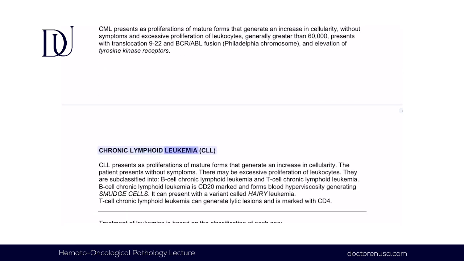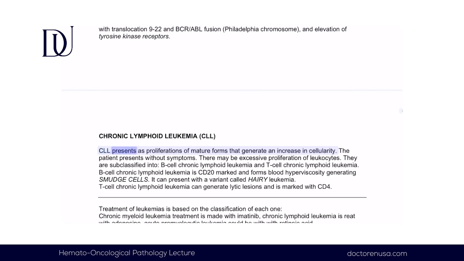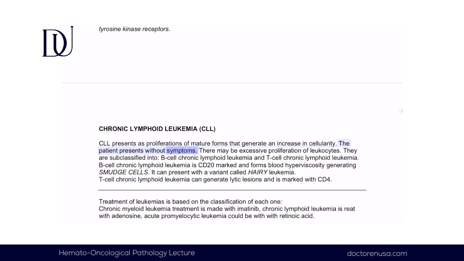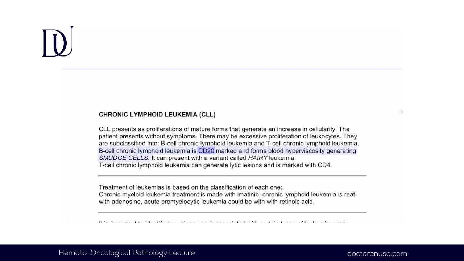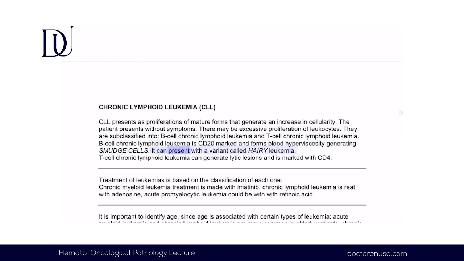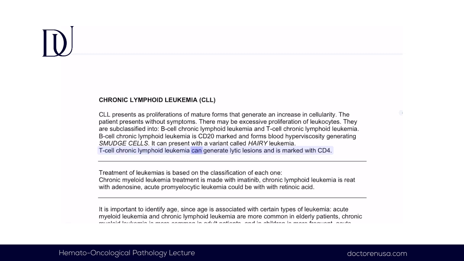Chronic lymphoid leukemia, CLL. CLL presents as proliferations of mature forms that generate an increase in cellularity. The patient presents without symptoms. There may be excessive proliferation of leukocytes. They are subclassified into B-cell chronic lymphoid leukemia and T-cell chronic lymphoid leukemia. B-cell chronic lymphoid leukemia is CD20 marked and forms blood hyperviscosity generating smudge cells. It can present with a variant called hairy cell leukemia. T-cell chronic lymphoid leukemia can generate lytic lesions and is marked with CD4.